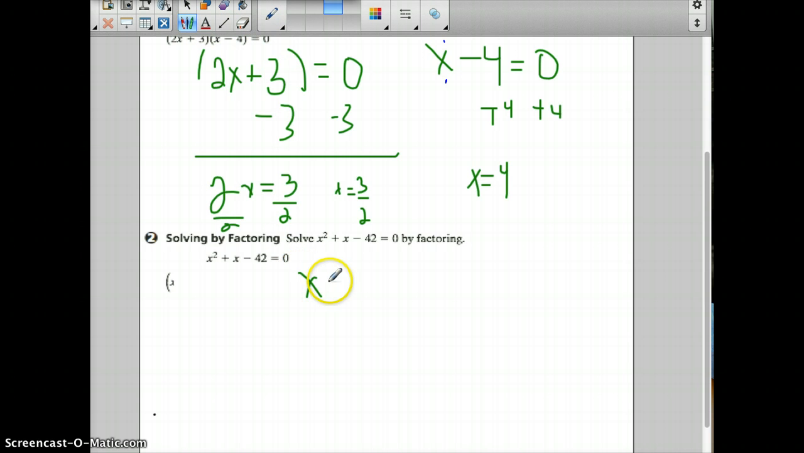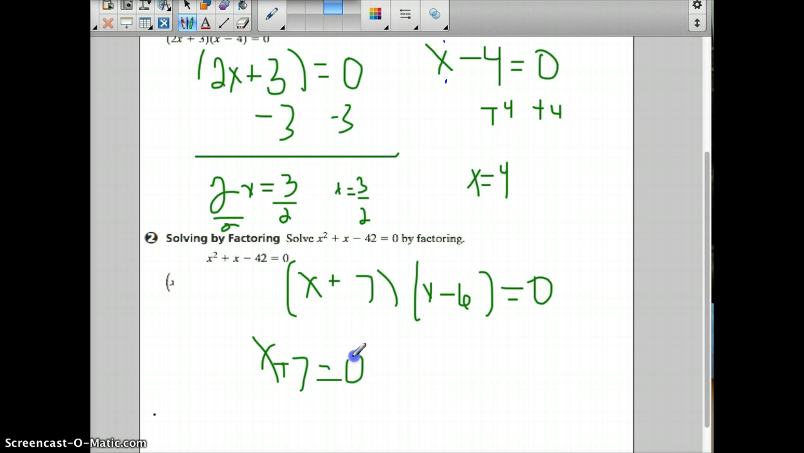You can factor the x squared plus x into x plus, what numbers multiplied together give us 42? 7 and 6, right? So x plus 7 times x minus 6 equals 0. And then again, set each factor equal to 0. x plus 7 equals 0, and x minus 6 equals 0. And then we subtract 7 here, and we get x equals -7. And over here we get x equals 6.